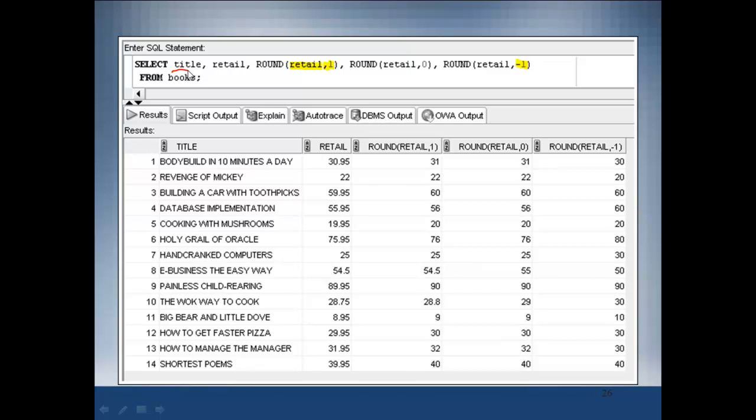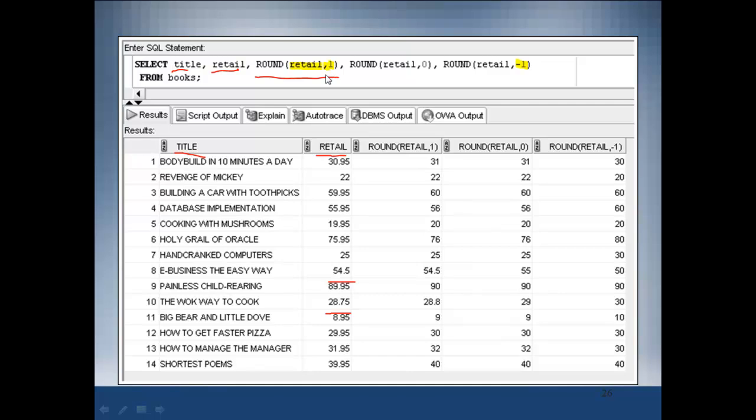Let's look at the actual data. The select statement selects the title, the retail, and this is what we're going to focus on. The actual data in the retail field. Notice the 30.95, I'm going to come down to the 54.5. That's the retail cost, is what that represents. The 28.75, and so on.